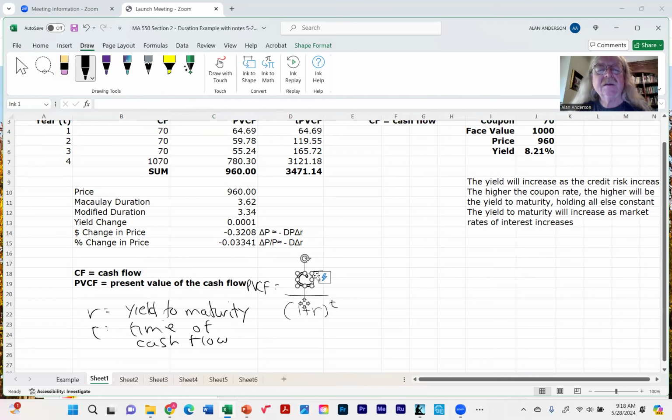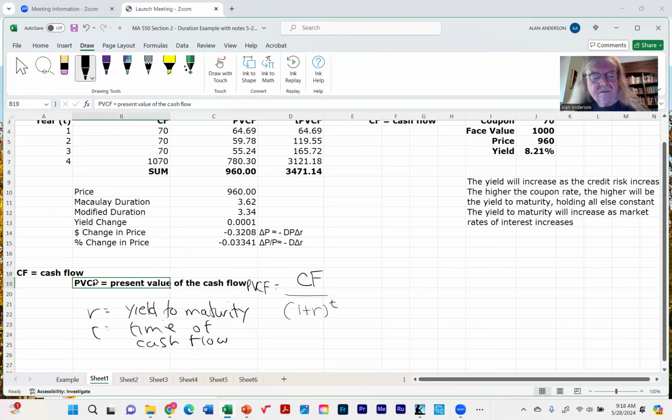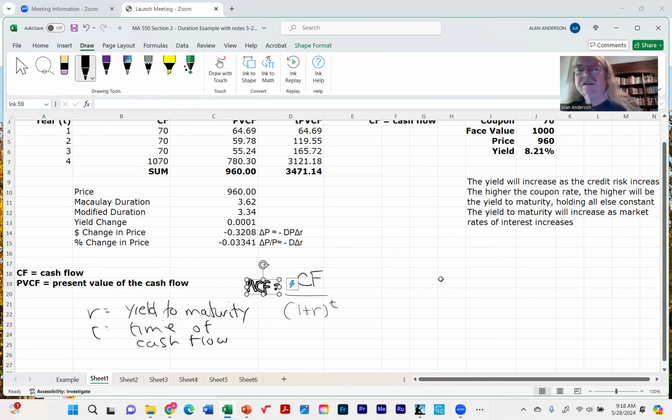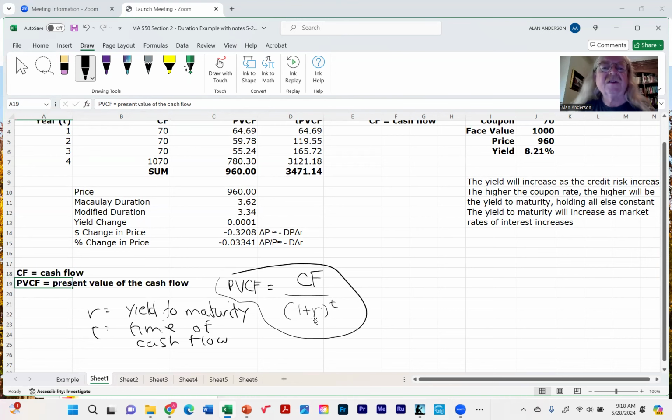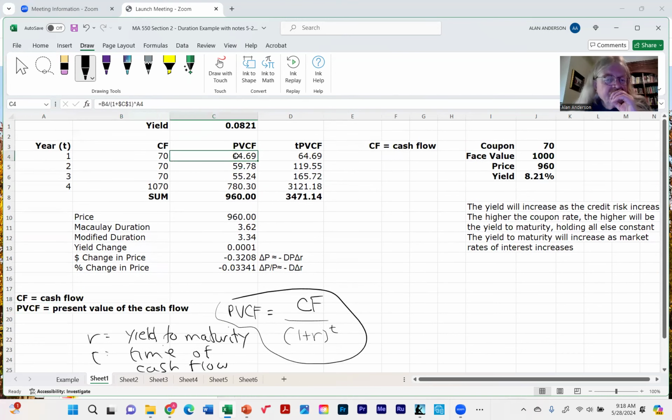Tell you what, let me just make some more space here. All right, here we go. I just want to clean this up a little. So all four of these are the same. Okay.